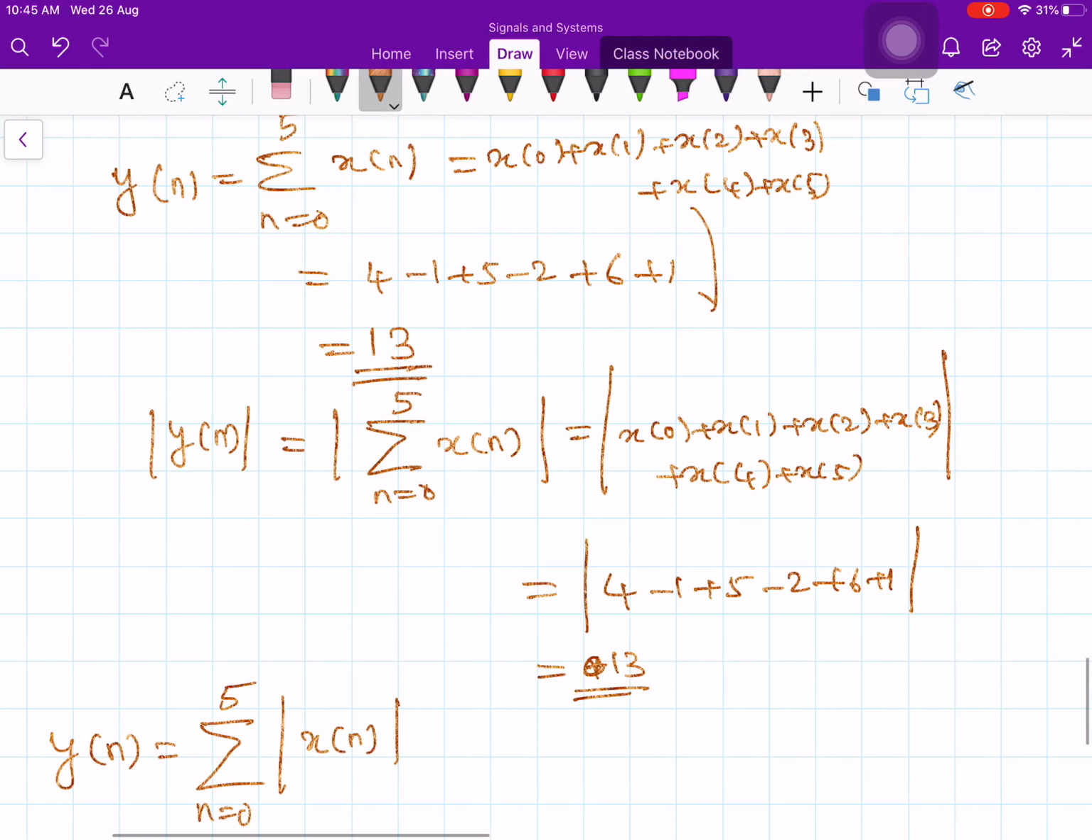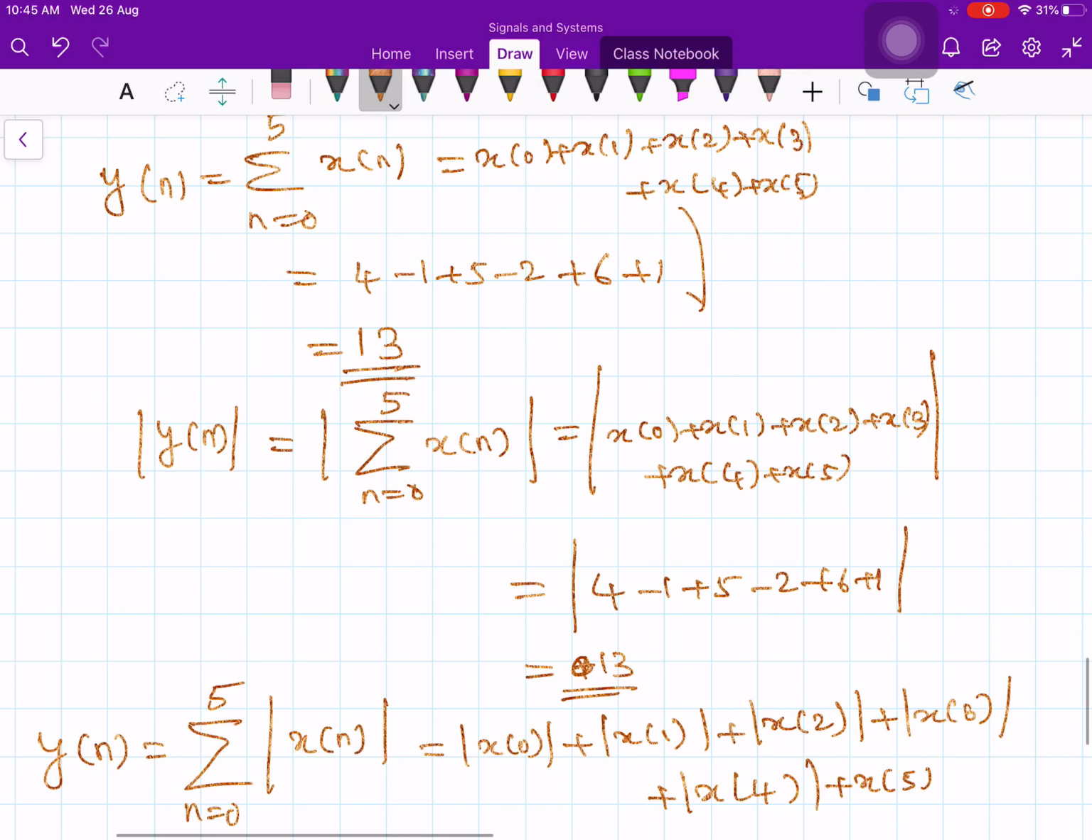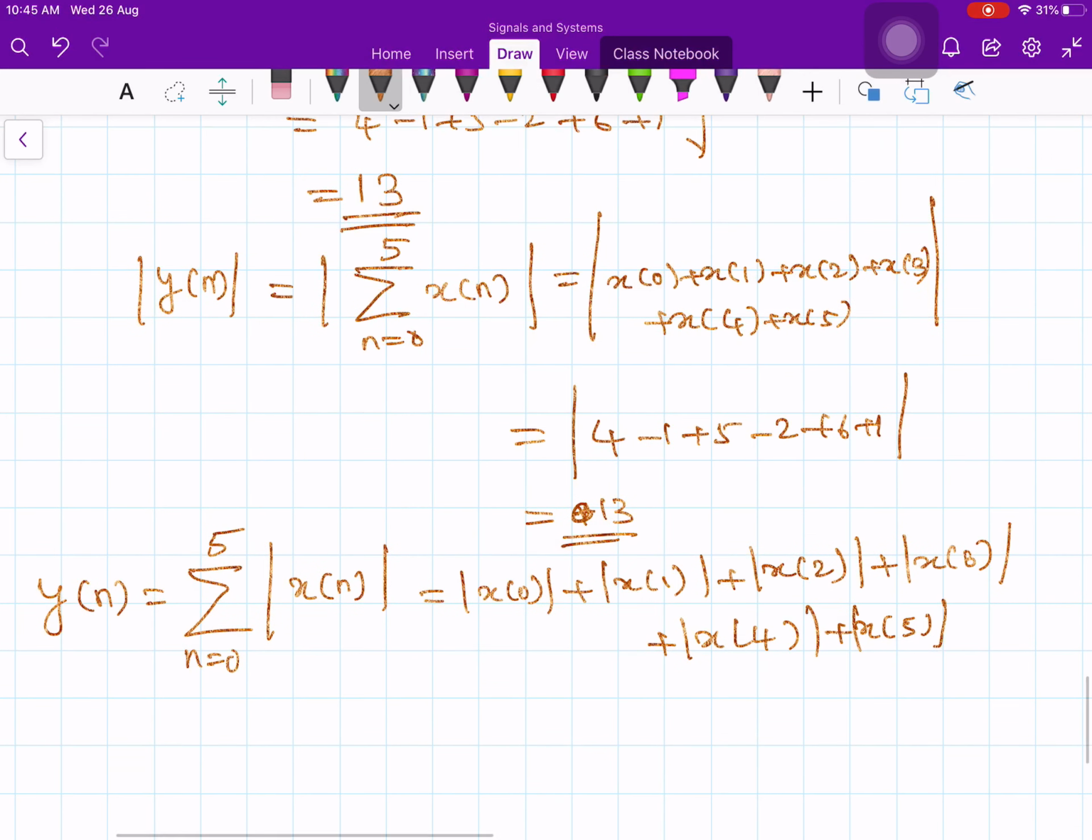It is mod of x of 0 plus mod of x of 1 plus mod of x of 2 plus mod of x of 3 plus mod of x of 4 plus mod of x of 5, right? So what is x of 0? X of 0 is 4, mod of 4. What is x of 1? Minus 1, mod of minus 1, plus what is mod of x of 2? It is 5, mod of 5. X of 3, mod of 2, okay, like that. Then mod of 6 plus mod of 1, like that.